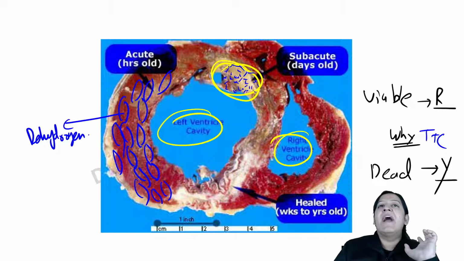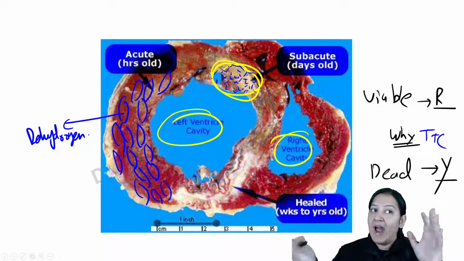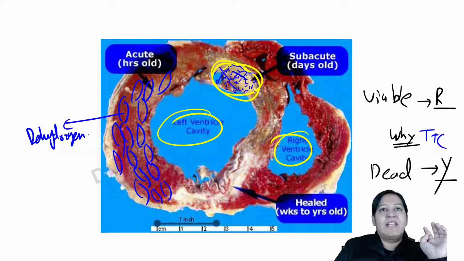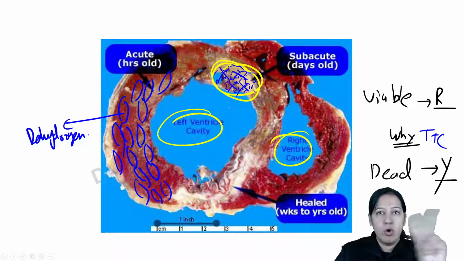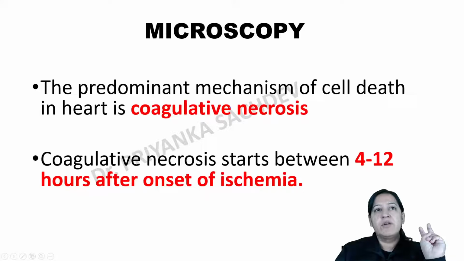But in the dead, necrosed area, the cells are already burst. So dehydrogenase is leaked out into the blood. There is no dehydrogenase, so this area will not take the dye. It will remain pale yellow. So there is a good contrast between the dead and viable area. Give me a thumbs up if you got it.